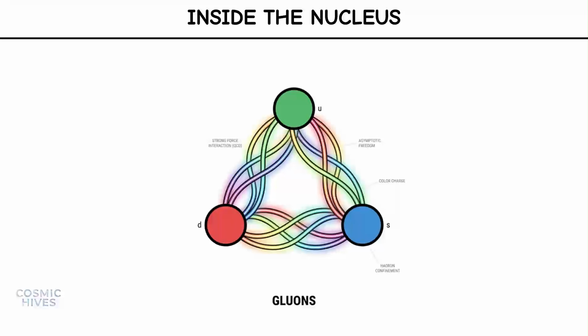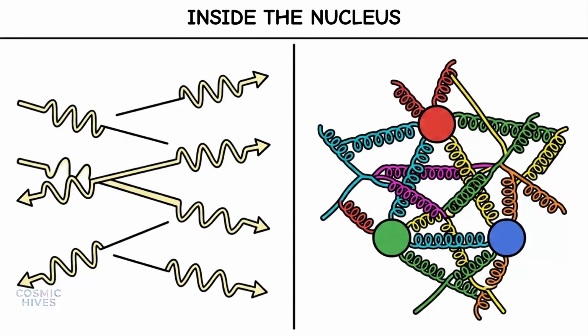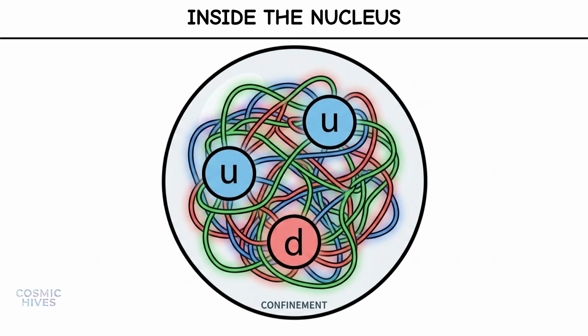The particles carrying that force are called gluons. Unlike photons, which carry the electromagnetic force but have no charge themselves, gluons carry a property called color charge and can interact with each other directly. This self-interaction produces a phenomenon called confinement.